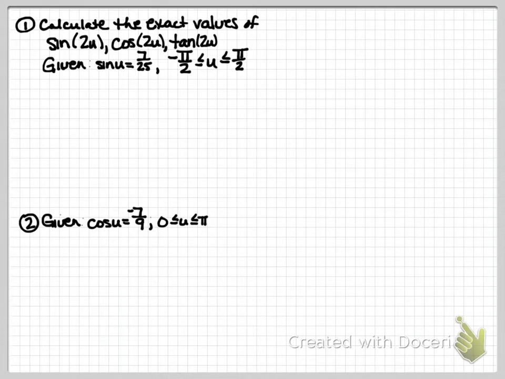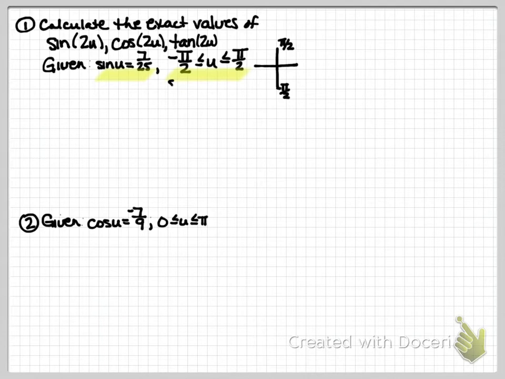What we're given is the sine of u is equal to 7 over 25, and u has to be between negative pi over 2 and positive pi over 2. Now, I'm going to make a quick sketch just to make sure you understand which quadrants we're looking at. Negative pi over 2 is down here in the lower part of the axis. Positive is up here. The negative pi over 2 is our smaller value.